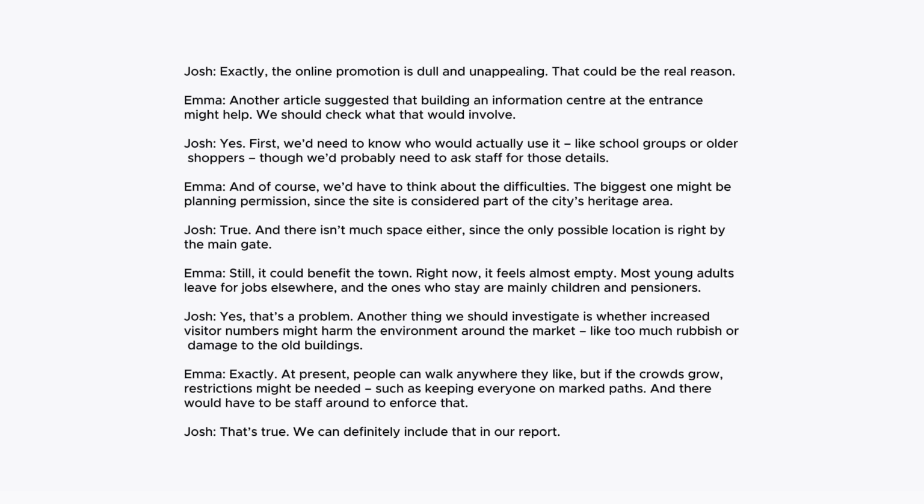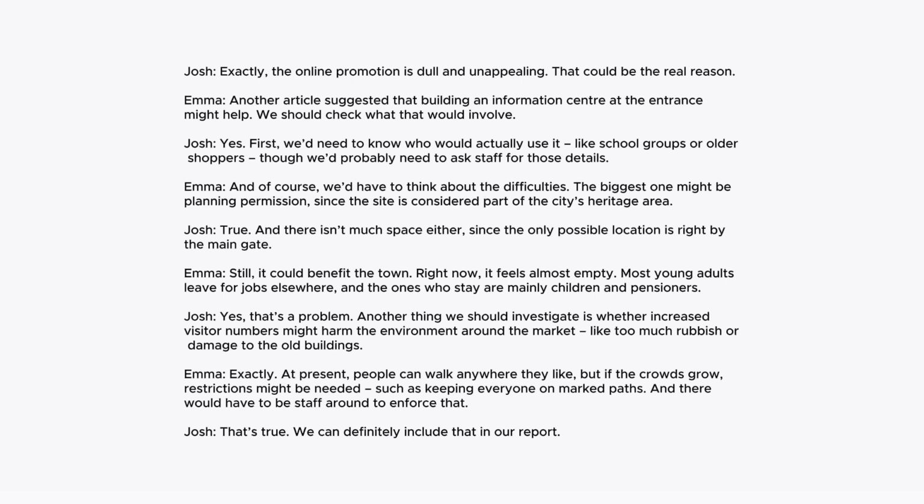Yes, first, we'd need to know who would actually use it, like school groups or older shoppers, though we'd probably need to ask staff for those details. And of course, we'd have to think about the difficulties. The biggest one might be planning permission, since the site is considered part of the city's heritage area. True, and there isn't much space either, since the only possible location is right by the main gate.